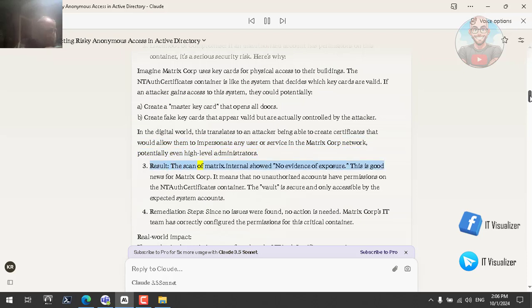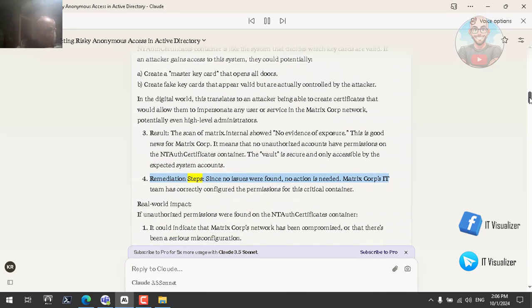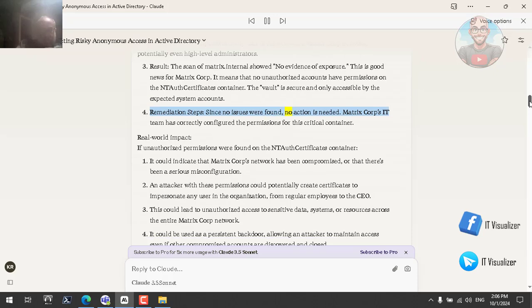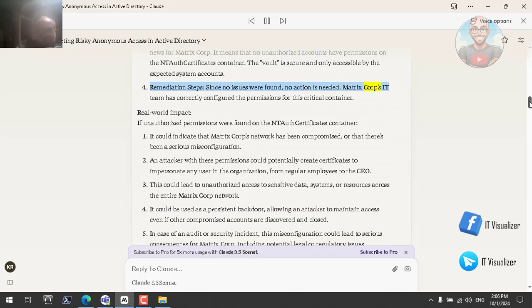Result: the scan of Matrix.internal showed no evidence of exposure. This is good news for Matrix Corporation. It means that no unauthorized accounts have permissions on the NTOS certificates container. The vault is secure and only accessible by the expected system accounts. Remediation steps. Since no issues were found, no action is needed. Matrix Corp's IT team has correctly configured the permissions for this critical container.